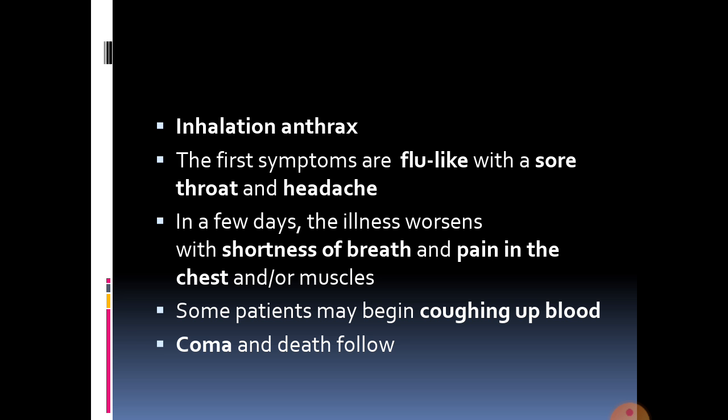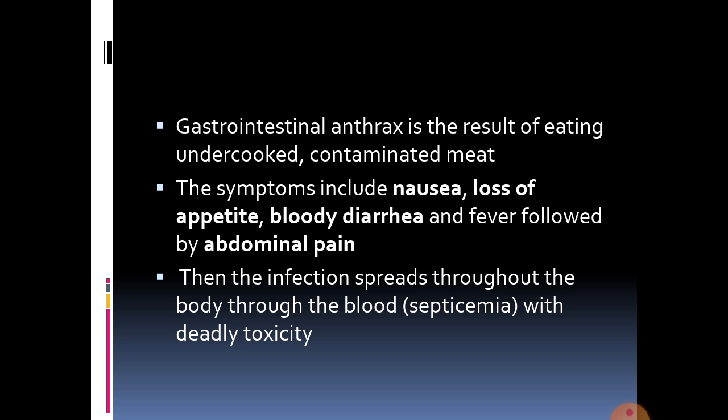In inhalation anthrax, the first symptoms are flu-like with a sore throat and headache. In a few days, the illness worsens with shortness of breath and pain in the chest or muscles. Some patients may begin coughing up blood, coma, and death follows. Gastrointestinal anthrax is the result of eating undercooked or contaminated meat. The symptoms include nausea, loss of appetite, bloody diarrhea, and fever followed by abdominal pain. Then the infection spreads throughout the body through the blood, called septicemia, with deadly toxicity.